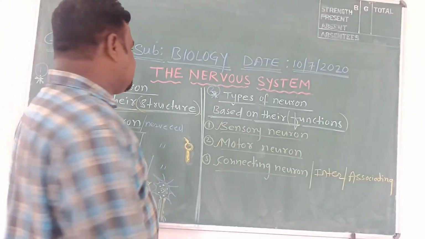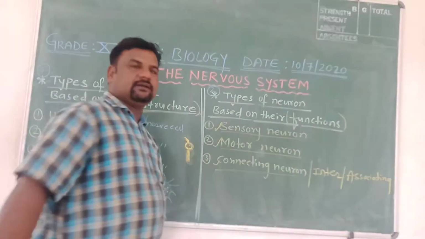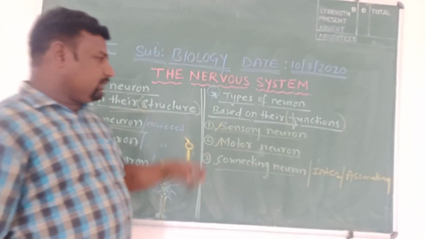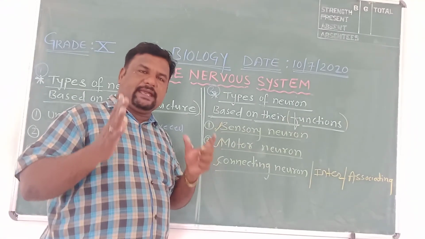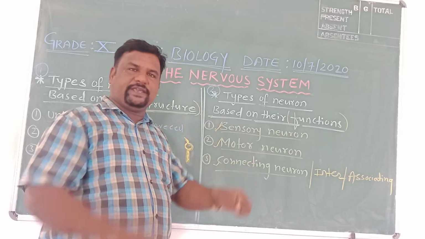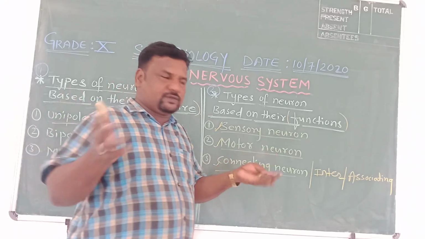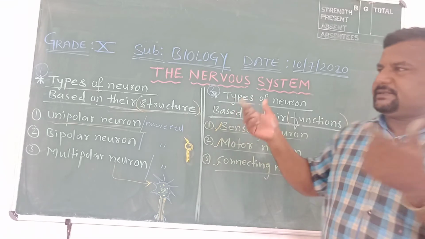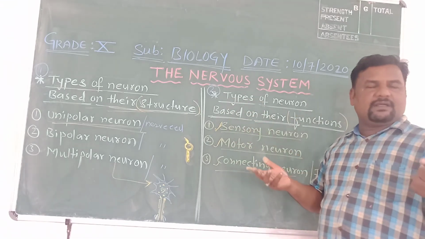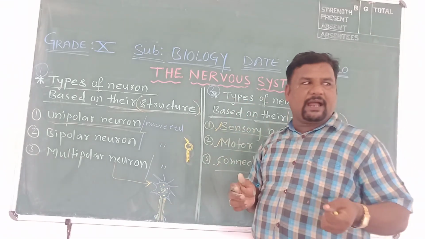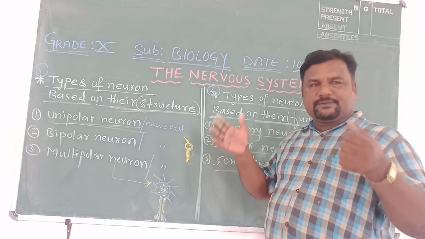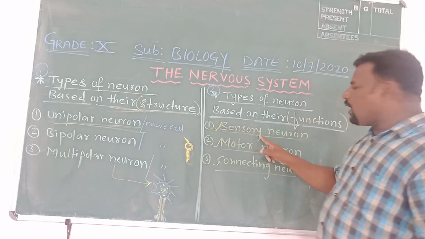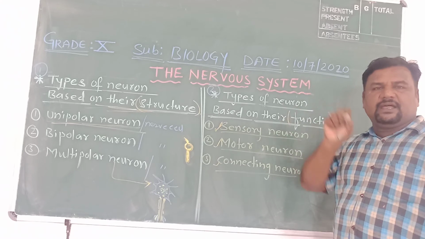What are the functions? Let us take the sensory neuron first. What is the function of a sensory neuron? When any stimulus is applied on the body, as we know, stimulus and response we discussed already yesterday. What is a nerve impulse? When any stimulus is applied on the body, at that moment the sensory neuron generates a nerve impulse.